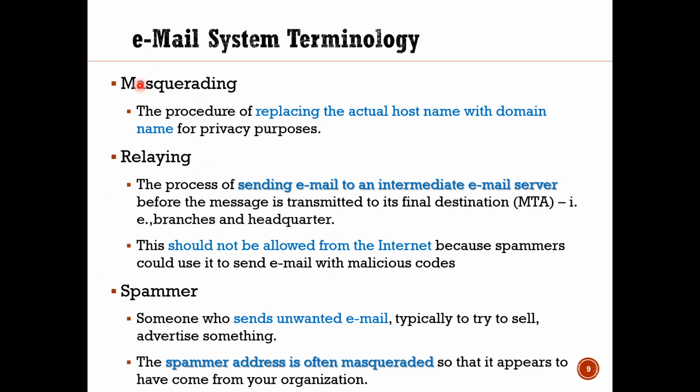What I will show you is that I will just be discussing the idea of each one. So masquerading here is about replacing an actual name with a different one, with the domain name. So it is just to cover or hide the identity of the internal user here. Talking about relaying, it is to send an email on behalf of the main sender.